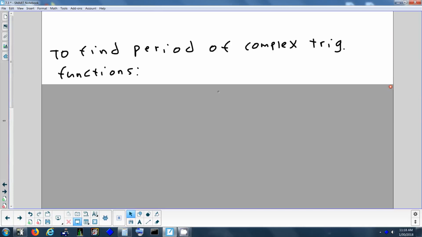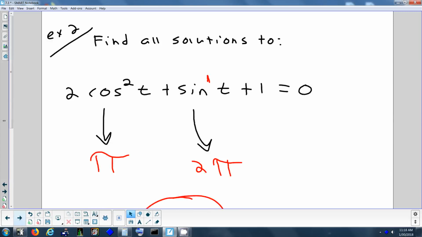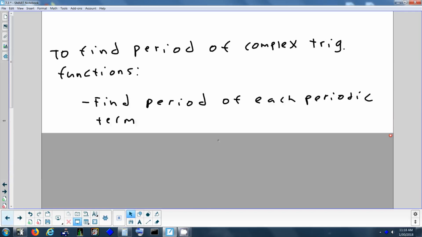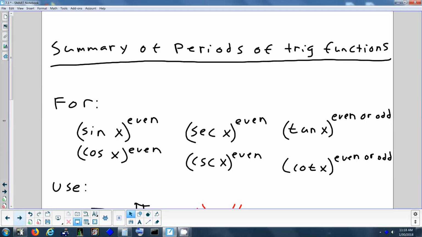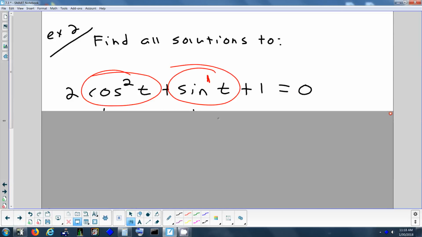All right. So when you have a more complicated trig problem, like this one, this has a cosine squared in it, and it has a sine in it. Those are the two periodic terms. What we have to do is figure out the period of that whole thing. Okay? And this is how you do it. First, find the period of each periodic term. Okay? What's a periodic term? In this case, that's a periodic term. That's a periodic term.